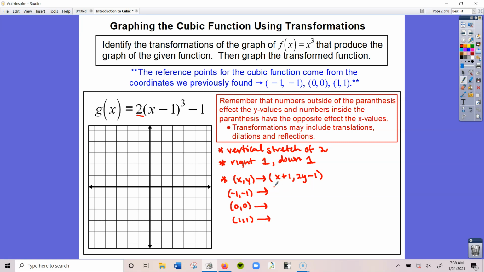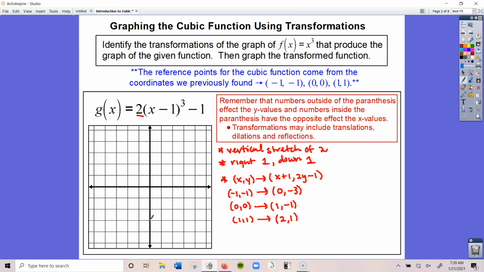So when we plug it in, -1 plus 1 is 0, 2 times -1 is -2, minus 1, -3. When we plug in (0, 0), 0 plus 1 is 1, 2 times 0 is 0, minus 1, -1. And when we plug in (1, 1), 1 plus 1 is 2, and 2 times 1 is 2, minus 1, 1. So these are my coordinates, and I'm going to go ahead and plot that now.